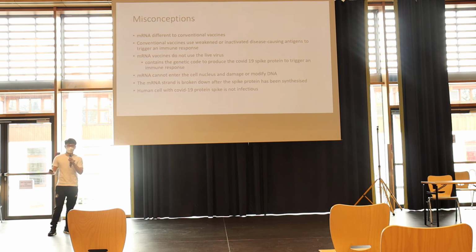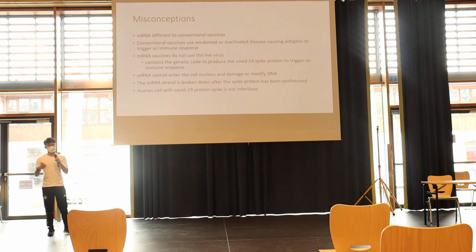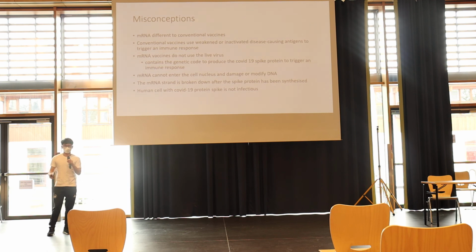Furthermore, the mRNA strand cannot enter the cell nucleus, as translation occurs outside of the cell nucleus. So this means that the mRNA strand cannot damage or modify our DNA in any way. And finally, the mRNA strand, after it has been used to translate the COVID-19 spike protein, is then broken down in the cell, stopping it from continuously producing this antigen.